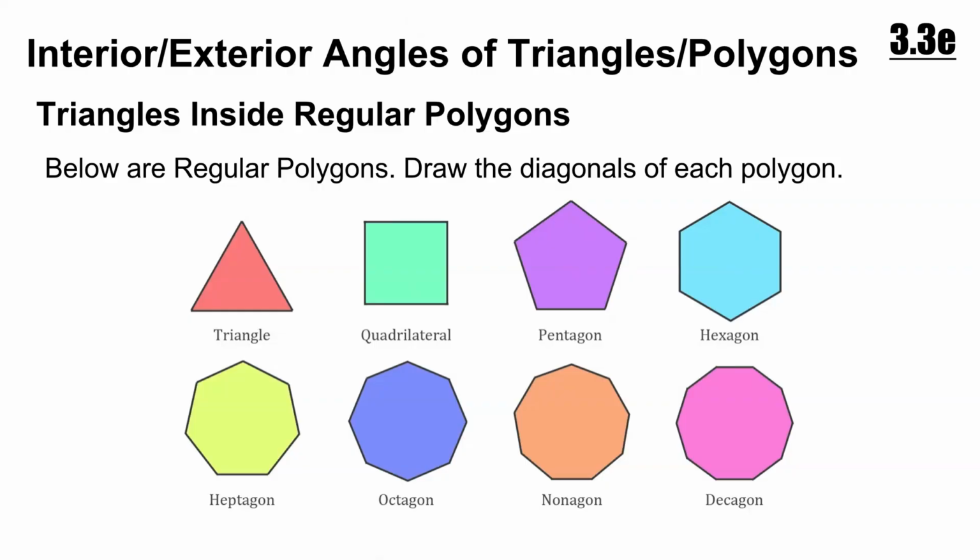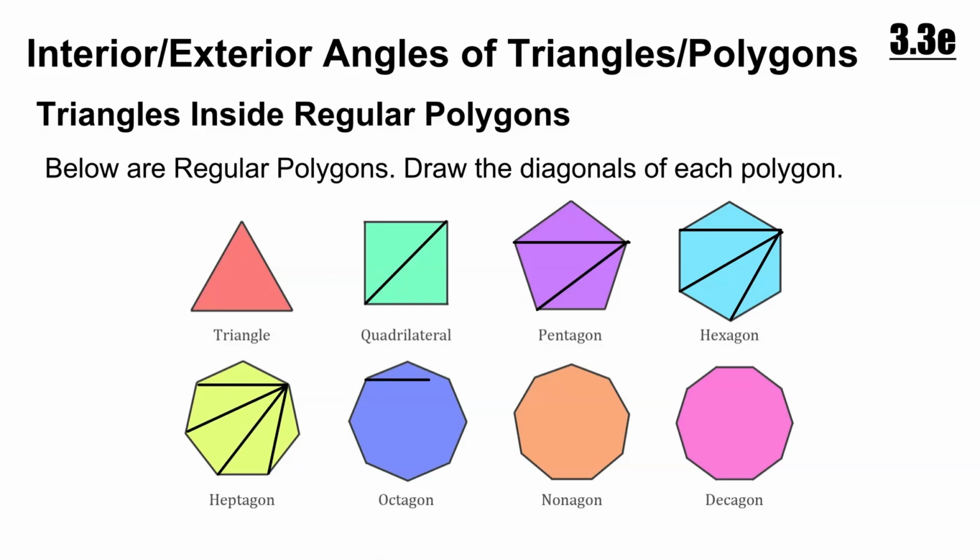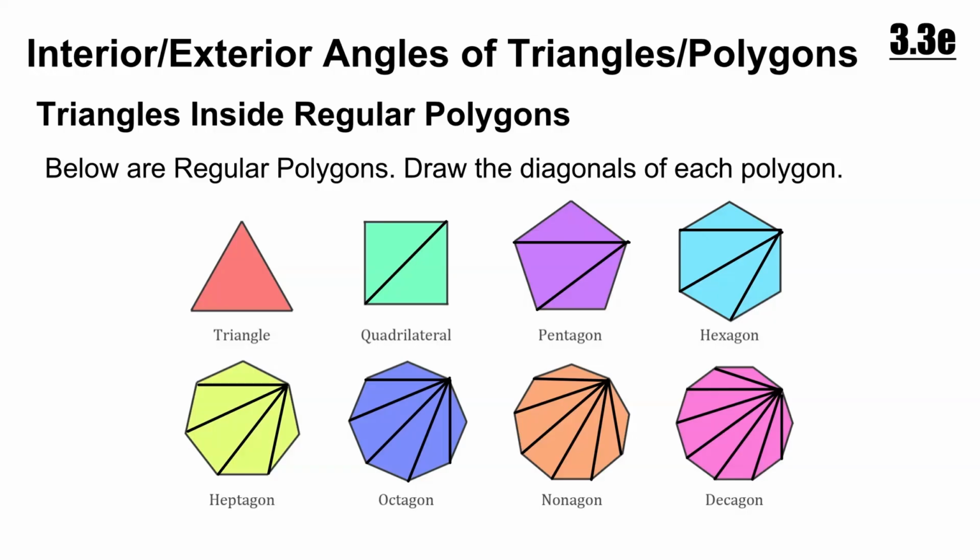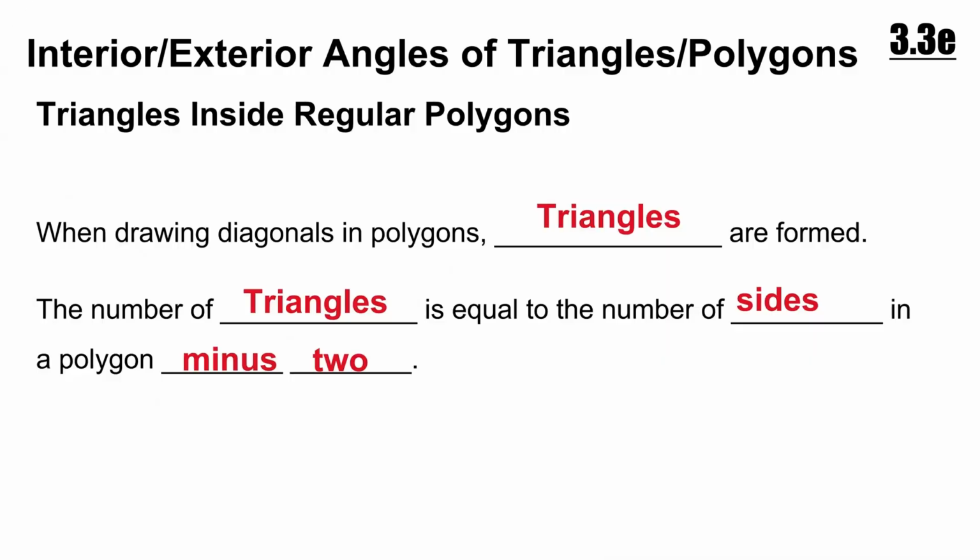Below are regular polygons. When drawing diagonals, triangles will be made. This is key in determining the angle relationships in regular polygons. When drawing diagonals in polygons, triangles are formed. The number of triangles is equal to the number of sides in a polygon minus 2.